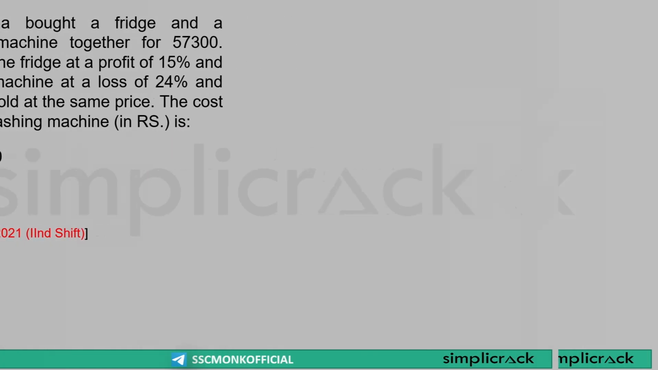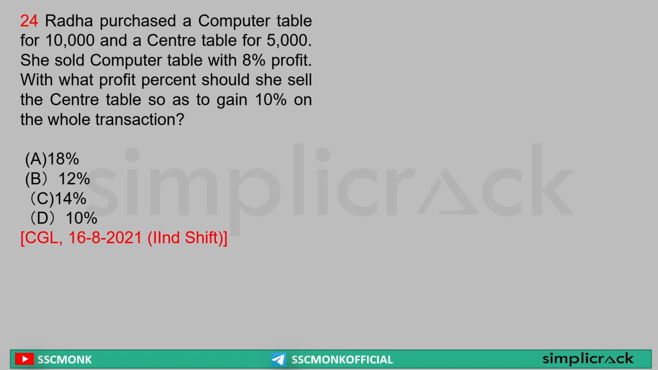Radha purchased a computer table for 10,000 rupees and a center table for 5,000 rupees. She sold the computer table with 8% profit. With what percentage profit should she sell the center table so as to gain 10% on the whole transaction? Now understand this. This is the easiest way to solve. This is known as the allegation method. Now first computer table, here center table, let's say.